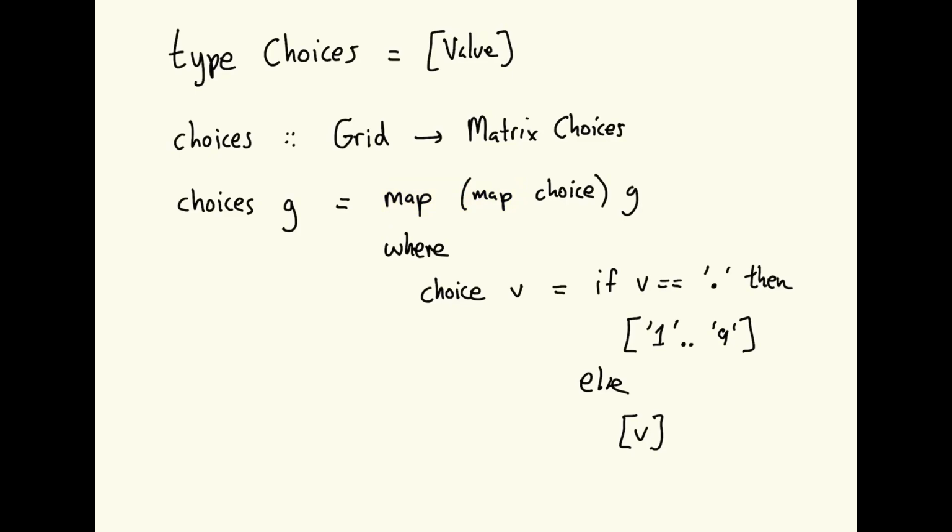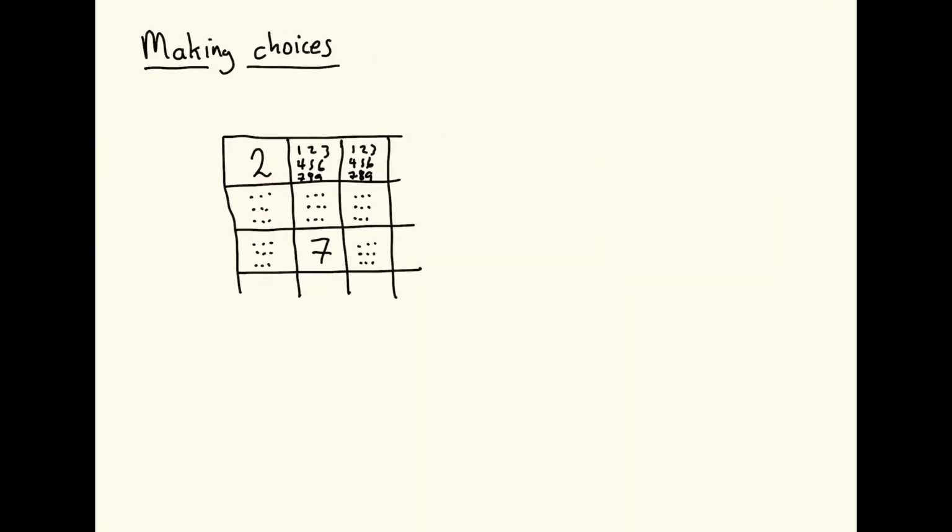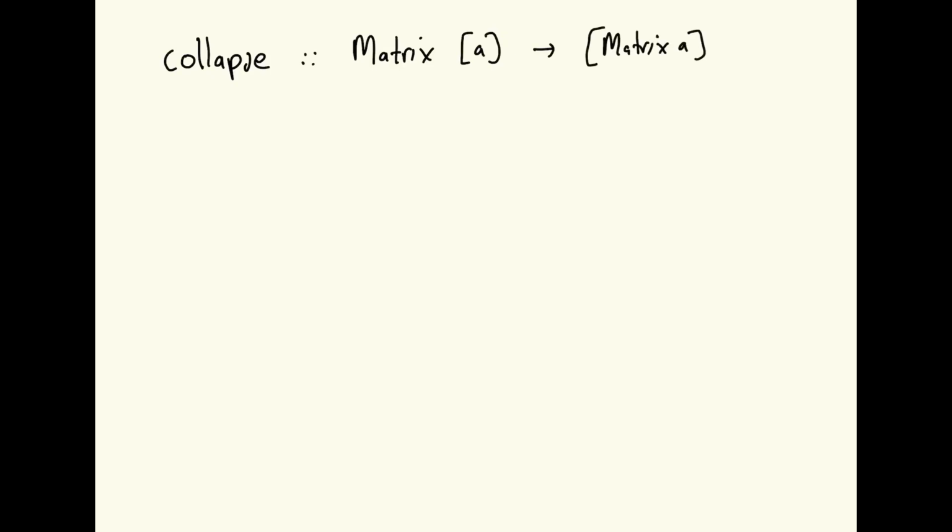The next function we need to define is collapse, which is sitting in the middle here. So what does collapse do? Let's have a think, first of all, about the type of collapse. If you work out its type, which you can work out just by looking at the components which surround it, it's going to take a matrix whose elements are lists of choices, and what it's going to give you back is a list of matrices. So it's going to take a matrix of lists and give you back a list of matrices.